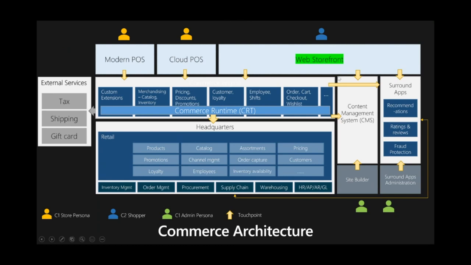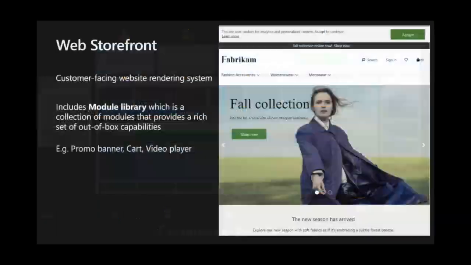And then we have the most interesting piece, the web storefront. This is the customer-facing e-commerce website rendering engine, and this is the piece that we're going to be focusing on for the rest of this discussion. As I mentioned, the web storefront is the customer-facing website rendering system. It's the actual rendering engine that powers your e-commerce site and pages. It includes a module library, which is a collection of modules that provide a rich set of out-of-box capabilities. As an example, a promotion banner can be used to show a promotion on the homepage. Cart displays the cart line items in your shopping bag. Video player is used to render a video on a homepage or any other page. These are examples of modules, and we'll be discussing more modules through the rest of this discussion.